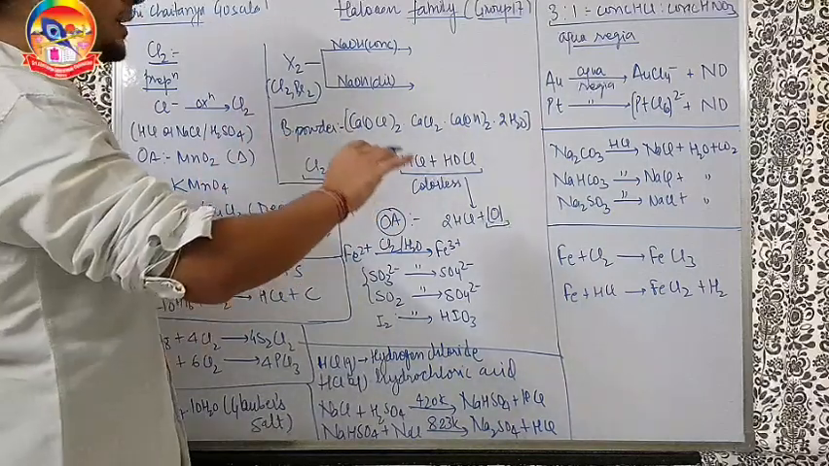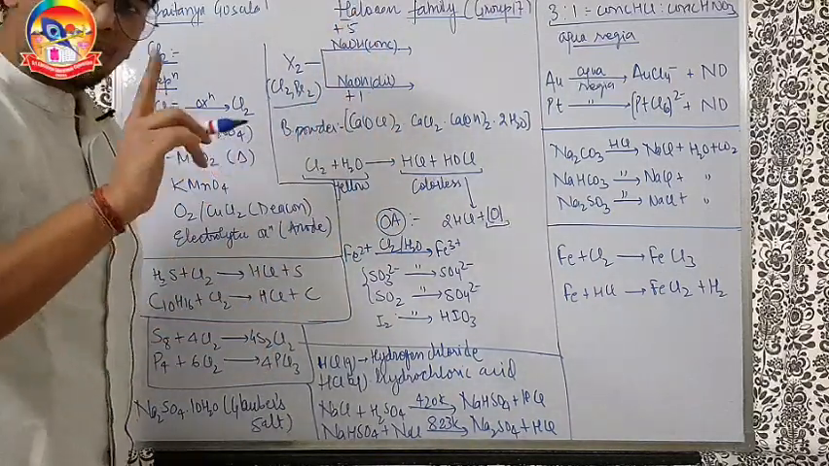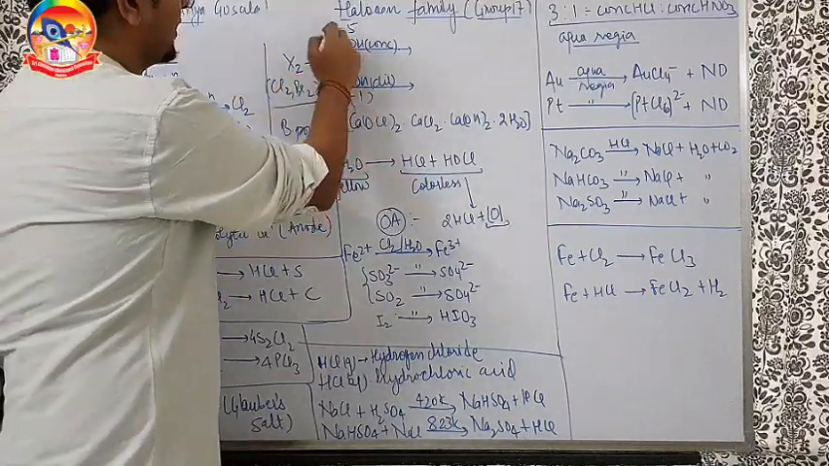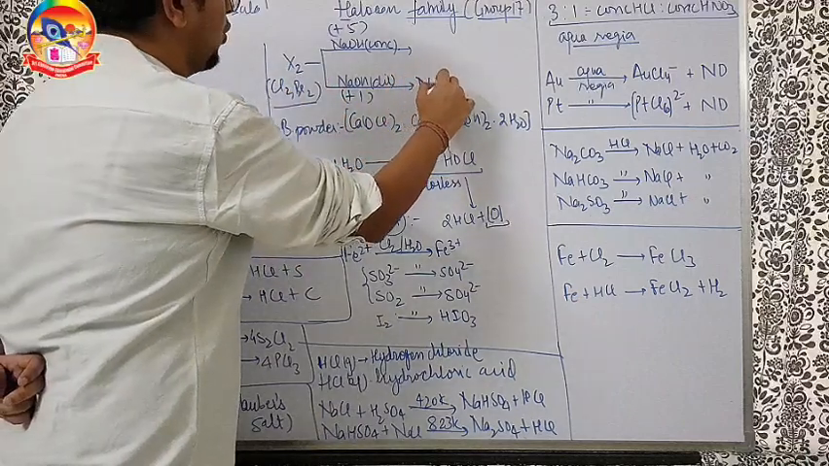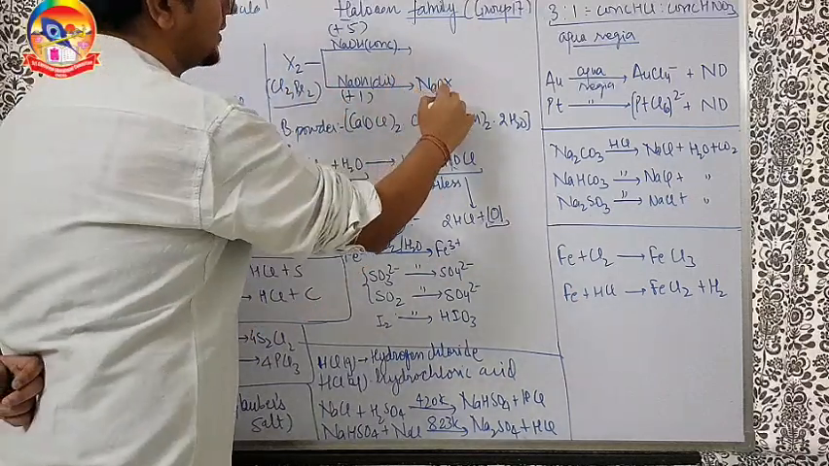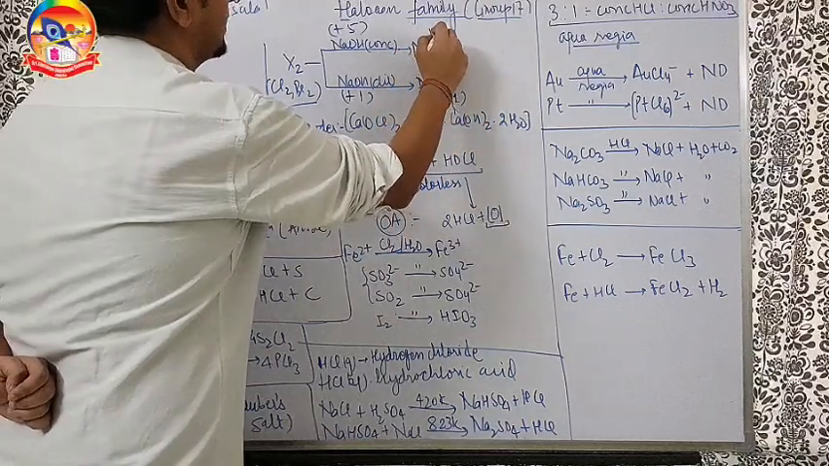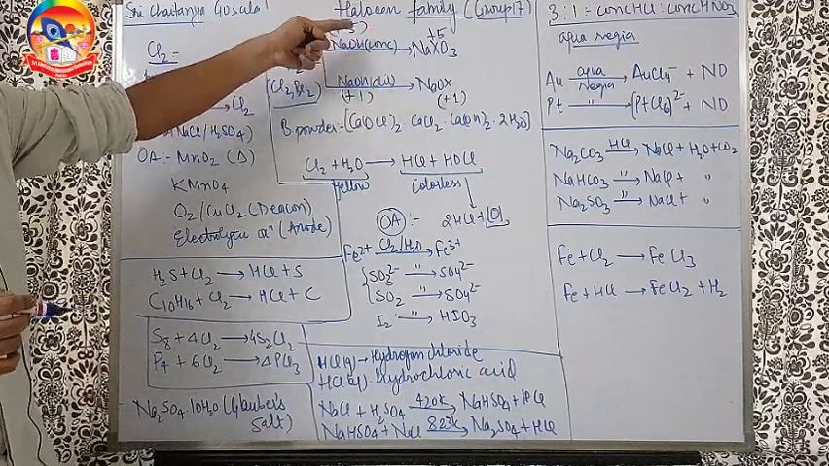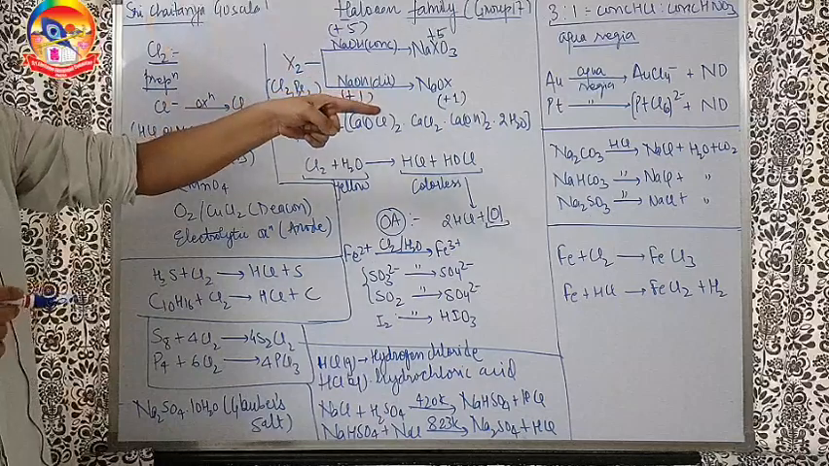So look, the simple trick is to remember plus 1 and plus 5. What does it mean? In plus 1, chlorine and bromine form NaOX. In NaOX, X is in plus 1. Here, NaXO3, it is plus 5. So this is the meaning of plus 1, plus 5. So in concentrated NaOH, NaXO3 is made. In dilute NaOH, NaOX is made.